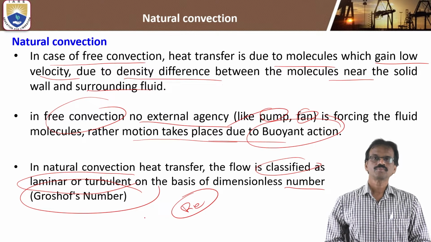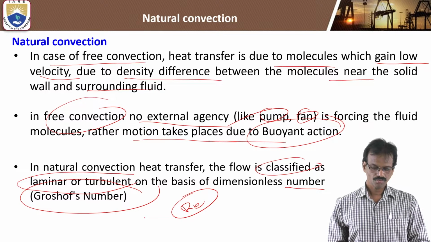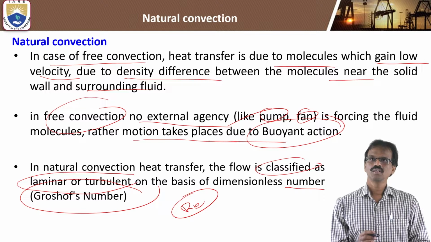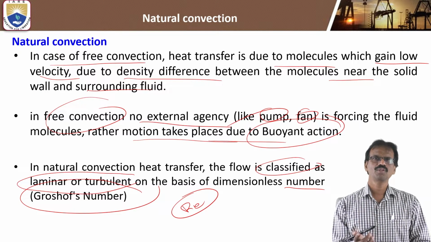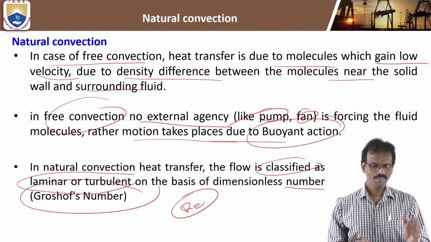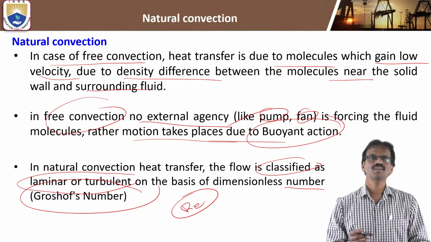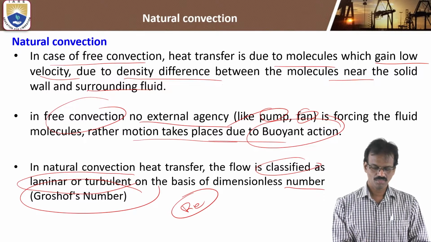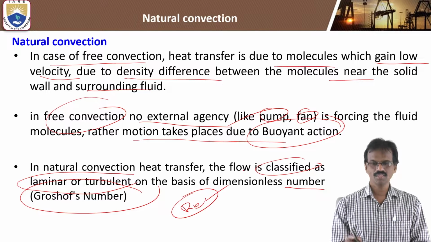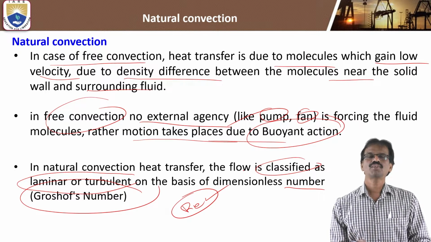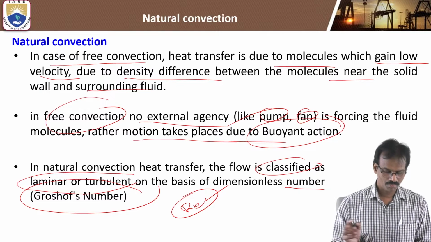What type of role does the Reynolds number play in forced convection? The same role is played by the Grashof number in natural convection. That is very important. It means in forced convection we consider the Reynolds number, and in natural convection we consider the Grashof number.